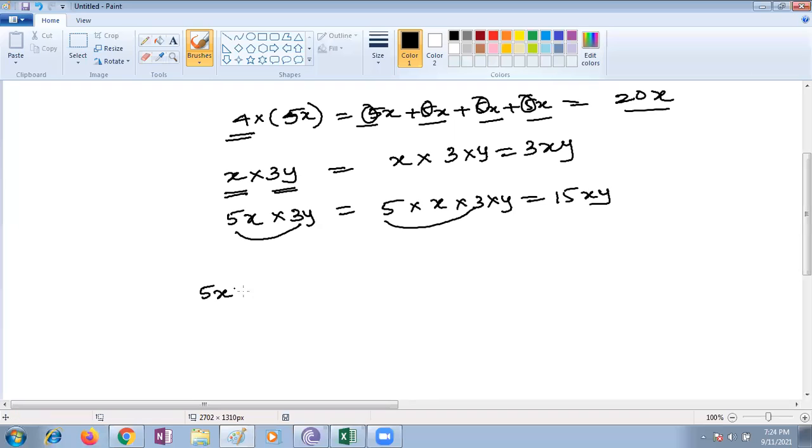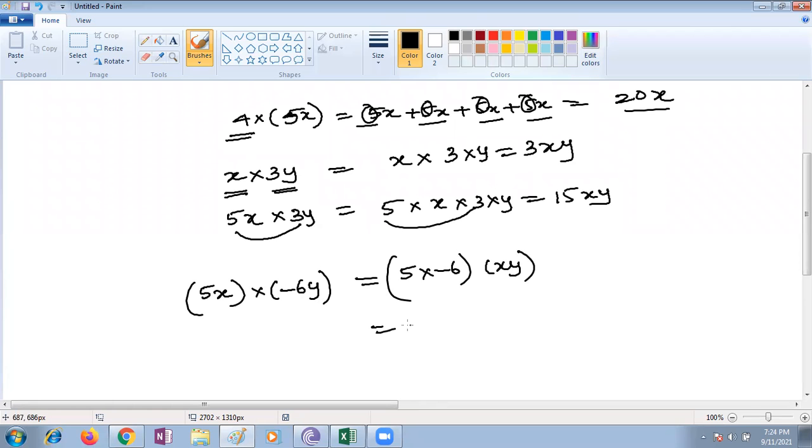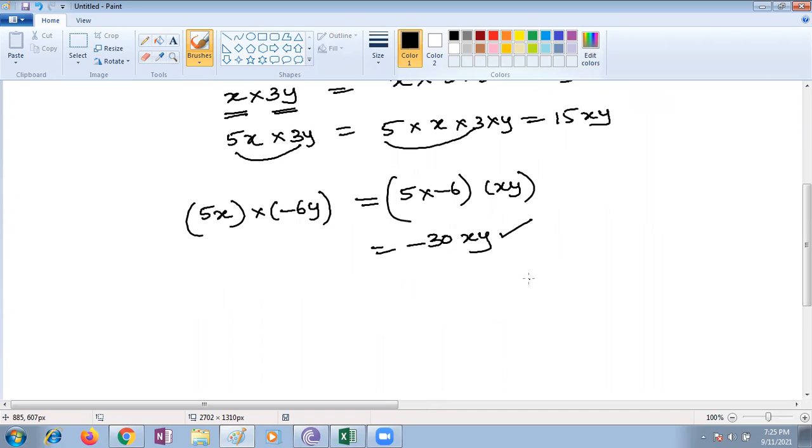expressions also. Suppose 5x, you need to multiply with minus 6y. What should you do? Minus 30xy is the answer. Very good. 5 into minus 6, the same variable part you are taking together. So 5 6s are minus 30xy. This is the way you multiply a monomial with a monomial. We have some more useful examples. Let me go with further examples.